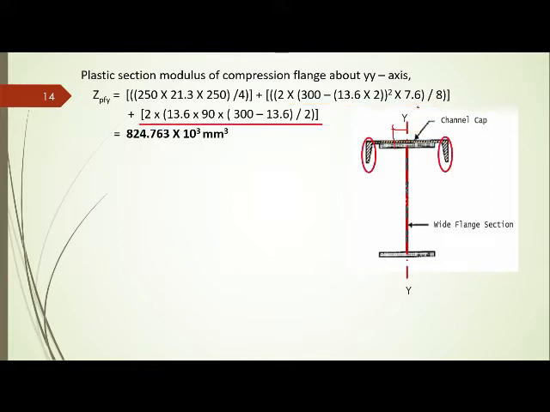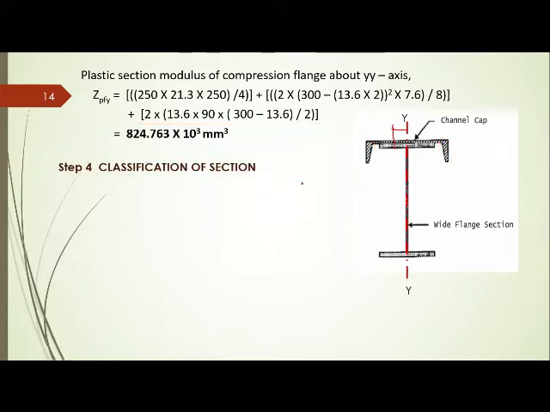Now let us come to this portion. This is the flange of this cap channel, and the area is again known to us. We have multiplied it with 2 because there are 2 flanges, and the CG distance is 300 minus 13.6, the thickness, divided by 2. So we have calculated this portion.